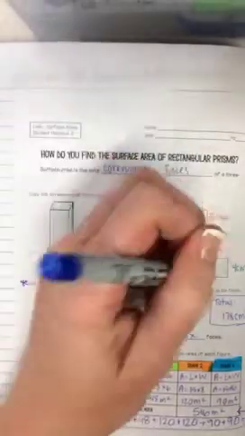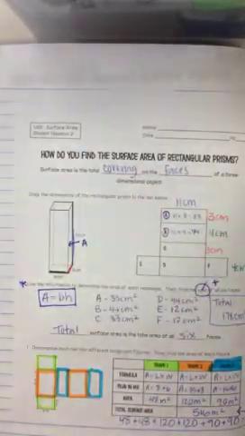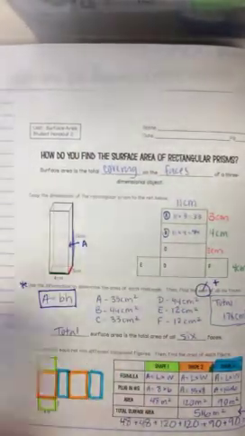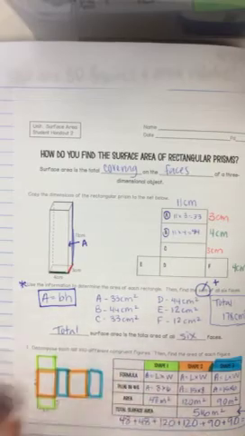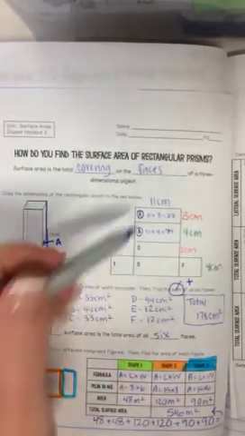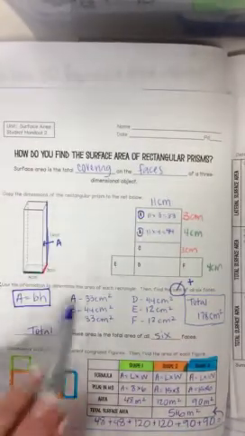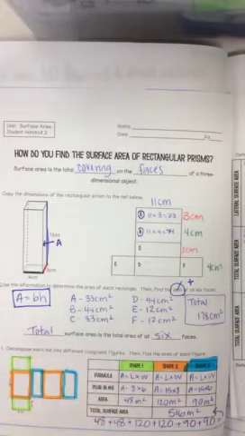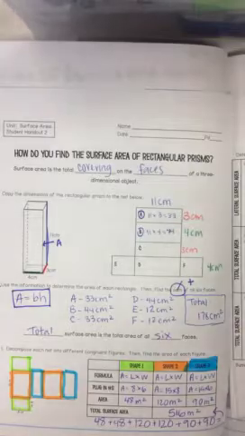Remember, the sum means to add. So you're going to add all 6 of these faces. Once you do that, you get 178 square centimeters. Make sure that you actually go through with each rectangle calculating each of the areas for those faces. Down here we did the exact same type of problem.